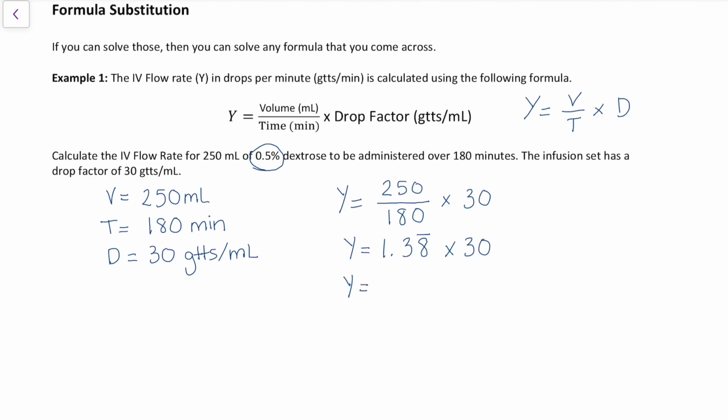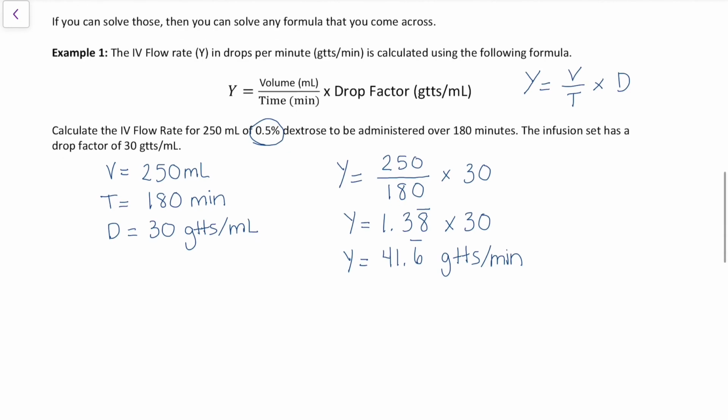And we get 41.6 repeated. And IV flow rate is drops per minute, or GTTS/minute. So again, no matter what formula you have, you can take what you know and substitute it into the formula and solve using your order of operations.